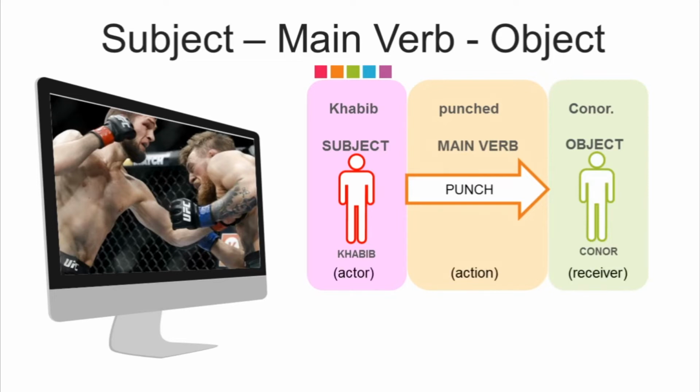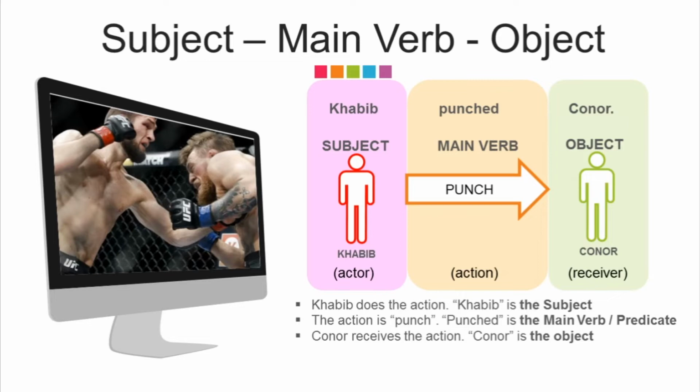So Khabib is the actor, the person who does the action, and the action is the main verb. There is another element here, which is the object, Conor, the receiver. So Khabib does the action. Khabib is the subject. The action is punch. Punched in this case because it is put in the past tense, because the punching happens before this time, is the main verb or predicate. Conor receives the action. Conor is the object.